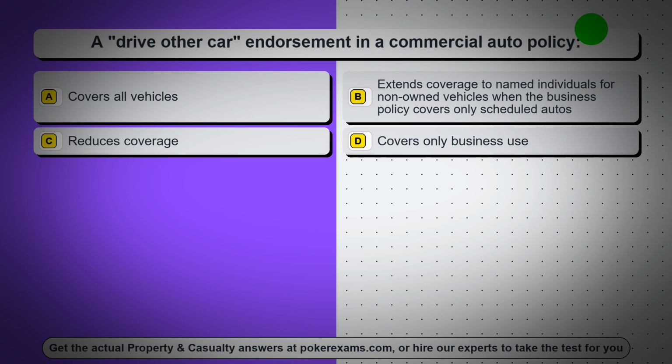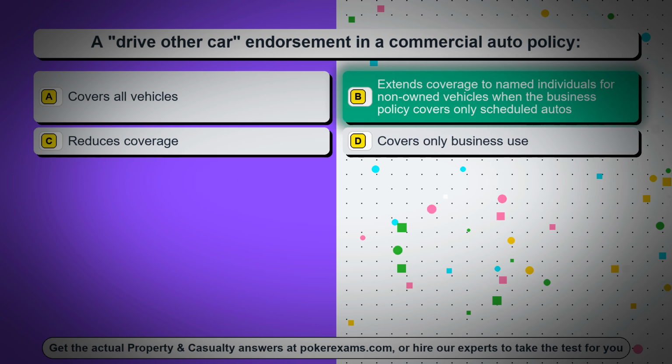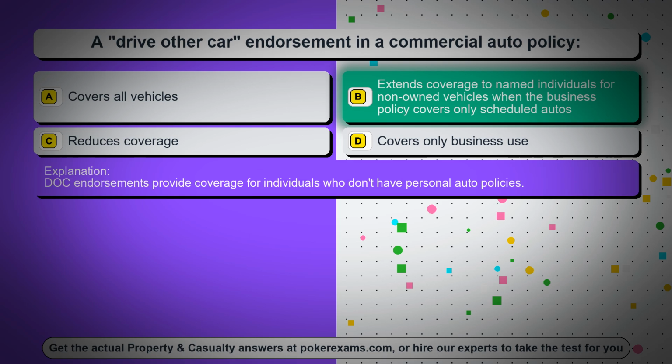Question 89. A drive other car endorsement in a commercial auto policy: option A, covers all vehicles; option B, extends coverage to named individuals for non-owned vehicles when the business policy covers only scheduled autos; option C, reduces coverage; option D, covers only business use. The correct answer is option B, extends coverage to named individuals for non-owned vehicles when the business policy covers only scheduled autos. DOC endorsements provide coverage for individuals who don't have personal auto policies.